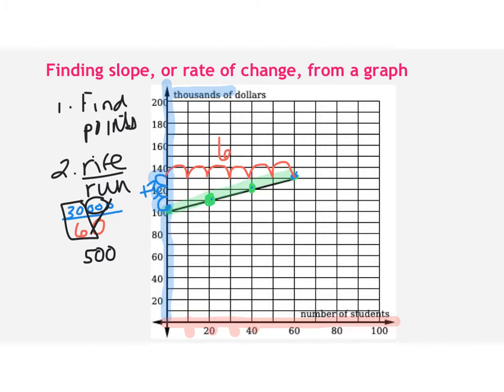So if we think about what that means in terms of the problem, my rise is 500 for every 1. That means that for each student, the school is getting $500 in addition, looking at that previous problem, to the $100,000 that they get. My slope, or my rise over my run, would be 500 over 1, or just $500 when it reduces.